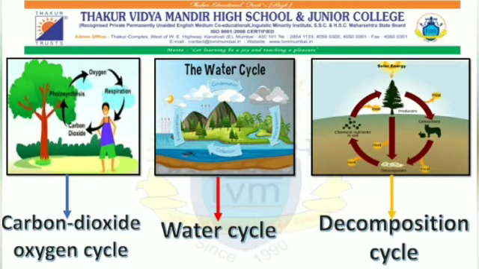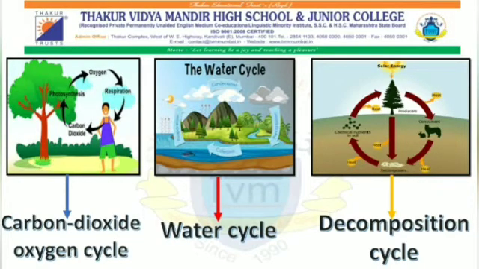Next, we have the water cycle. Because of this water cycle, all living things in the environment get water. Next, we have decomposition cycle. Microorganisms living in the soil help in decomposition of plants, residue, dead animals, excreta, etc. All these things mix with the soil and is used by plants for their growth. When plants and animals die, they decompose and make the soil rich again. This is an important cycle.